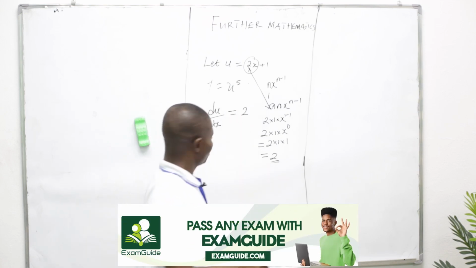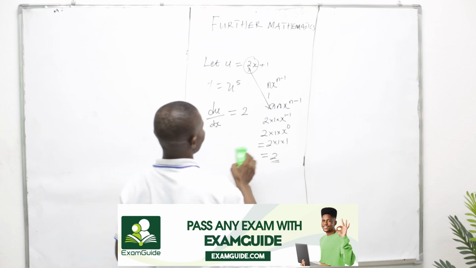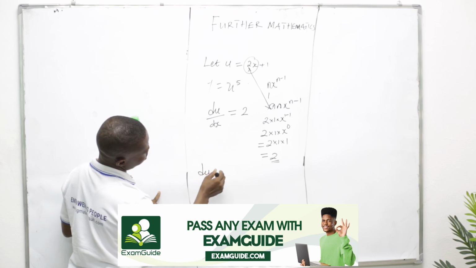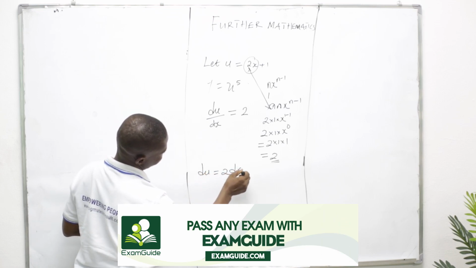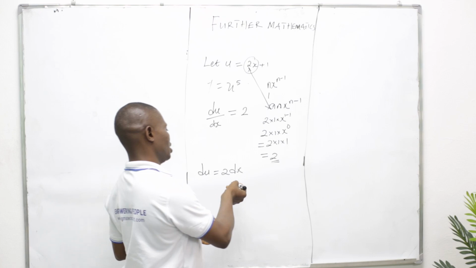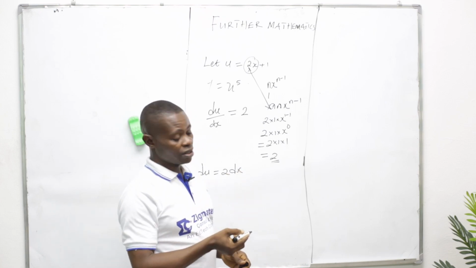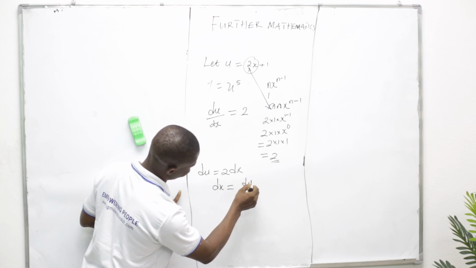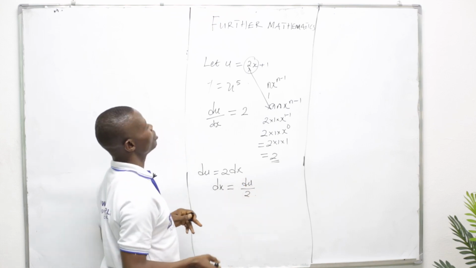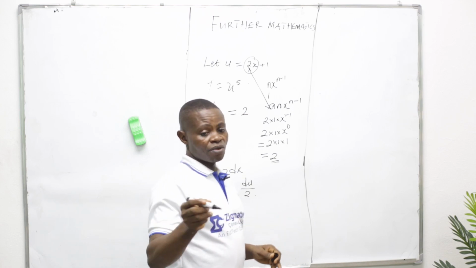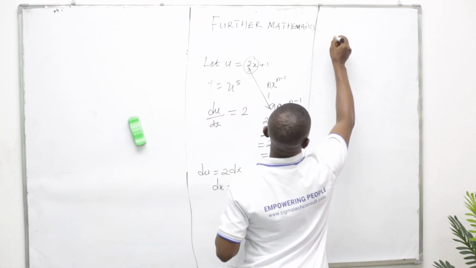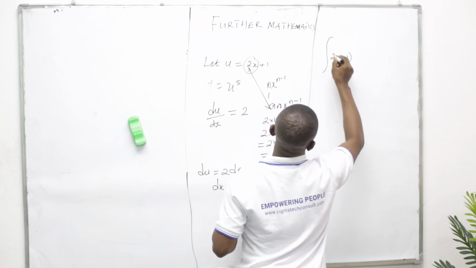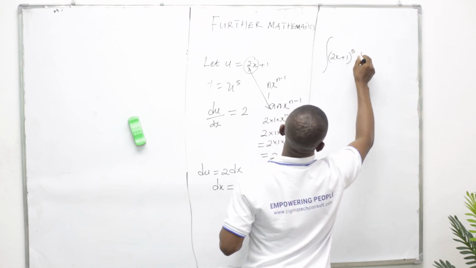Okay, having seen that, let us bring this into our solution. You're going to see that du equals 2 dx. Now make dx the subject of the formula. You're going to have that dx equals du all over 2. In the integration we are having here, remember it is what? Integral of 2x plus 1 all raised to power 5 dx.